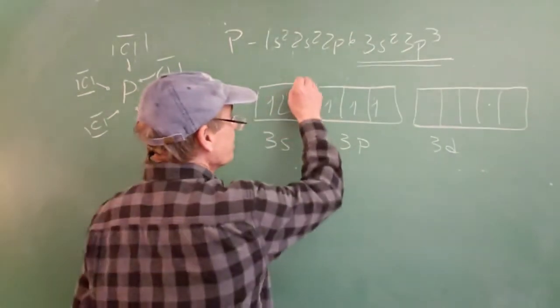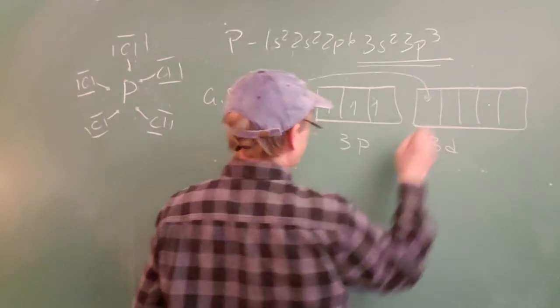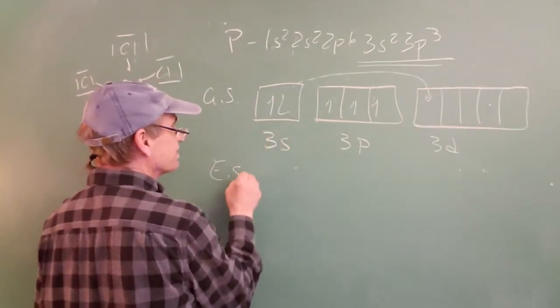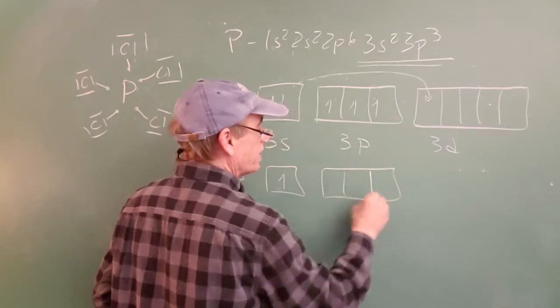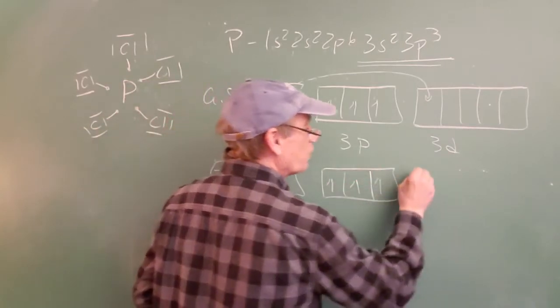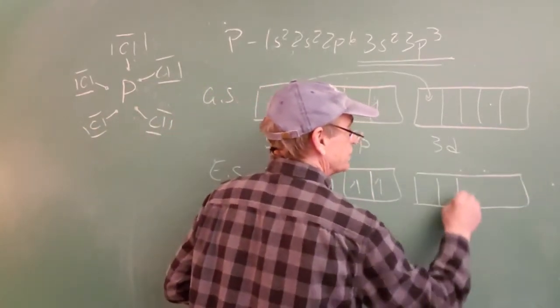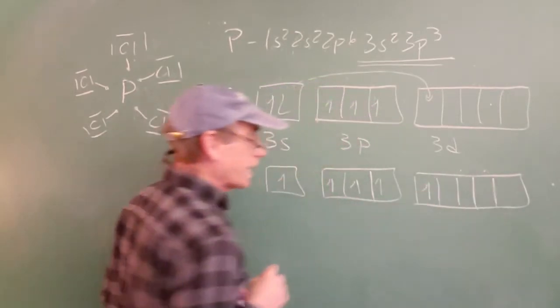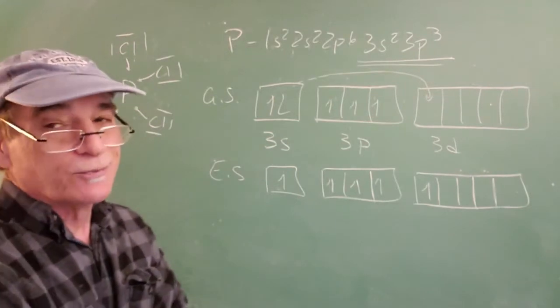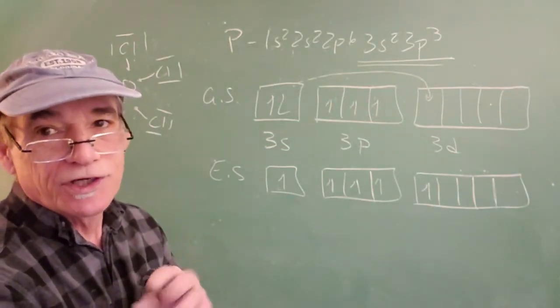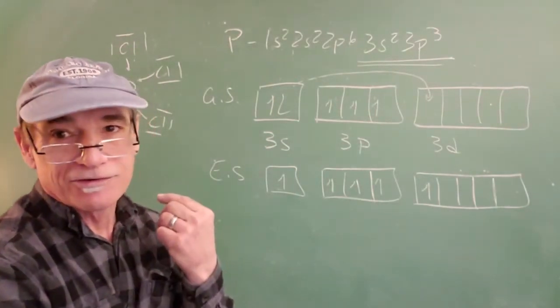All right, so if we promote that electron up into that first vacant orbital, we get an intermediate excited state that has 1 electron now in the 3s, 1 in each of the 3p orbitals, and 1 in the 3d orbital. So this explains how phosphorus could provide 5 bonding sites. But again, it doesn't go near explaining the shapes of these orbitals.